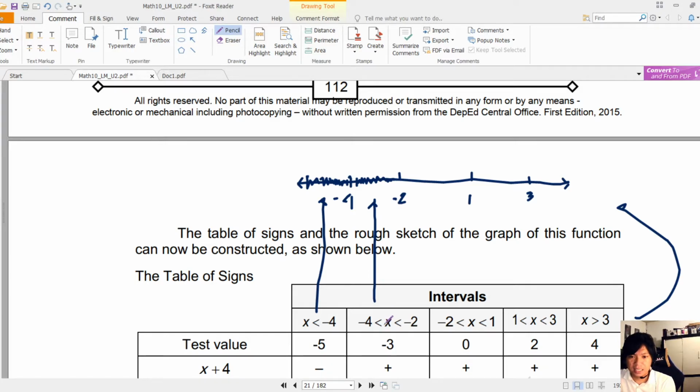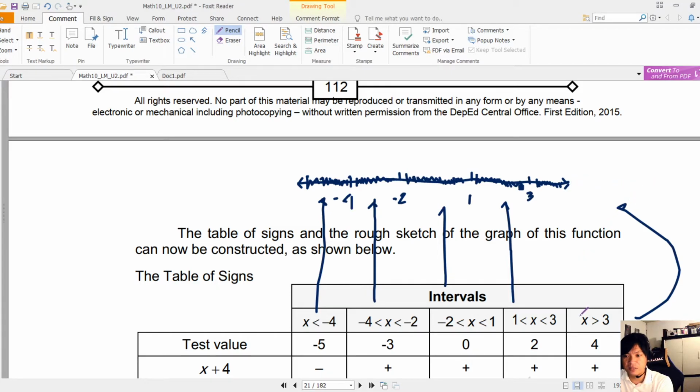Or x is greater than negative 4 but less than negative 2. So, ganun siya basahin. Or pwede rin x is between negative 4 and negative 2. The third interval we have is the value of x between negative 2 and 1. So, x is between negative 2 and 1. The fourth interval, rather, is x is between 1 and 3. And the last interval is yung values ng x natin is greater than 3.